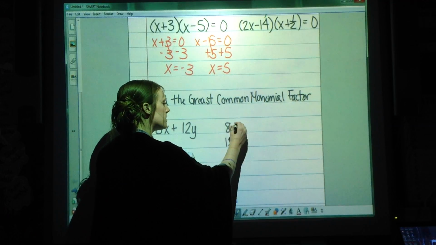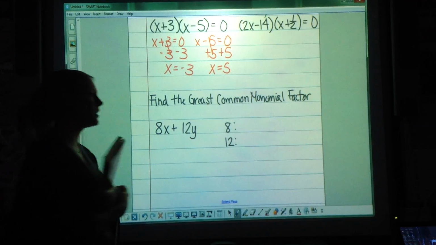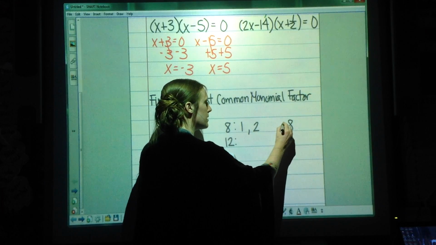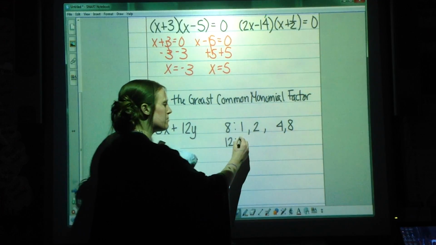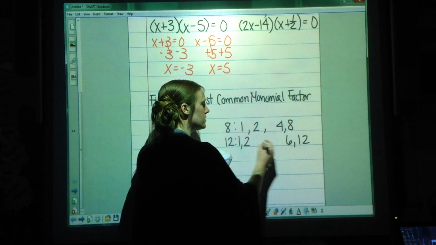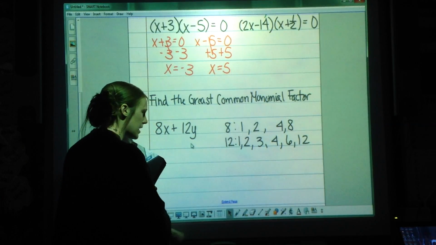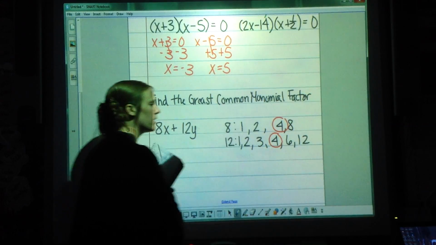You can list the factors. So factors are what make the number. So I can make 8 by 1 times 8. I can make 8 by 2 times 4. That's it. I can make 12 by 1 times 12, 2 times 6, 3 times 4. Then I look for their greatest common factor. The biggest number that they have in common is 4.